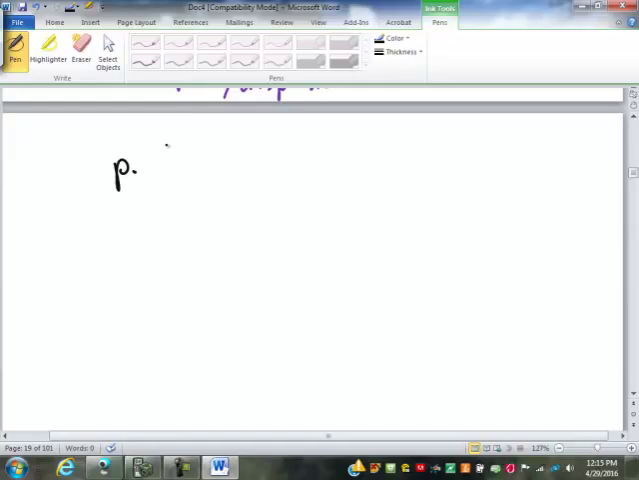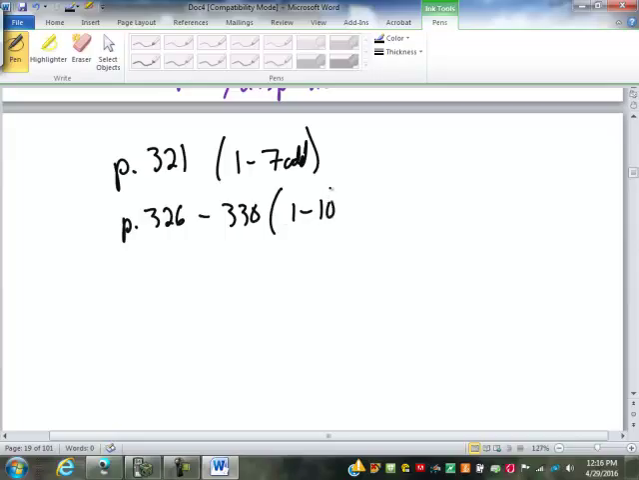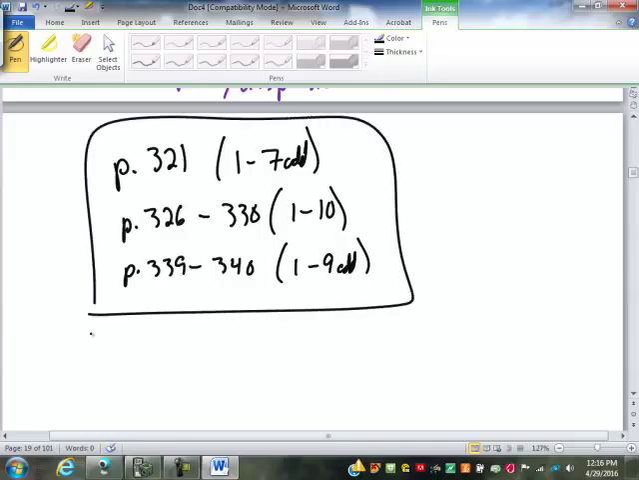So the pages in the book that correspond to this are page 321, 1 through 7, the odds, just looking at graphs. Page 326 through 330, 1 through 10, and finally page 339 through 340, there again just 1 through 9, the odds. So not a lot to do there. Most of you have, I'm sure, seen the graphing and stuff like that. Maybe the frequency tables are a little new, but hopefully not too big of a stress for you.